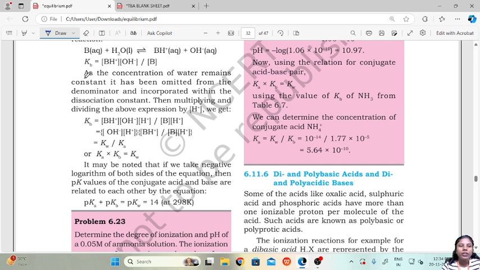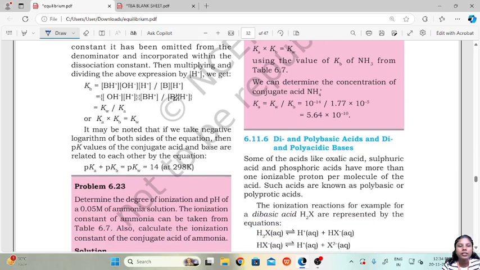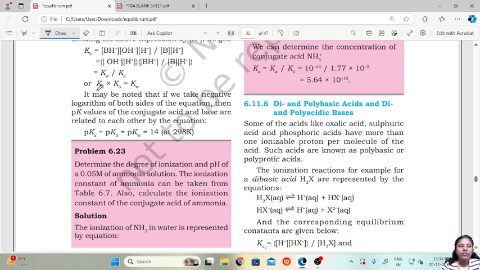Same way, as the concentration of water remains constant, it has been omitted. So water we are considering to be constant, so we don't really consider it. Then multiplying and dividing the above equation by H plus, we get Kw upon Ka, or if you rearrange, you get Ka into Kb equals Kw itself.